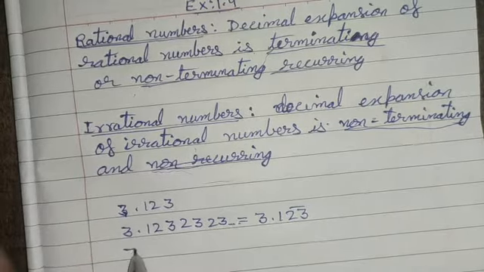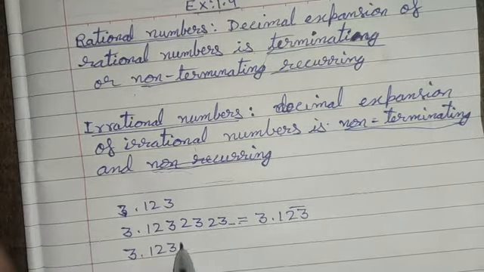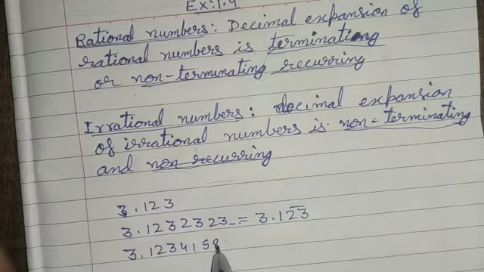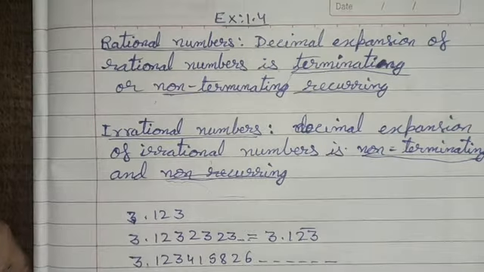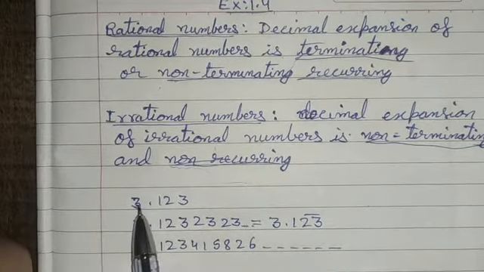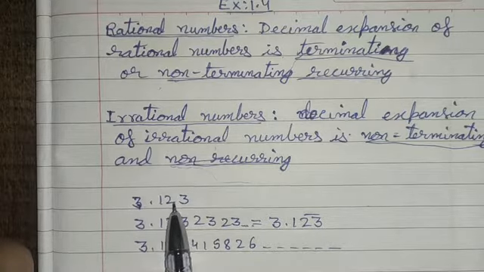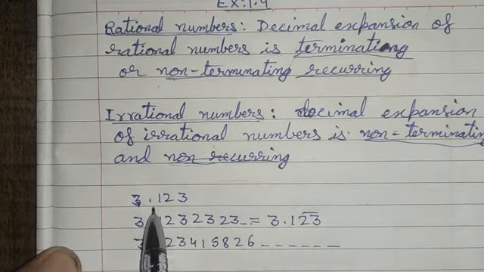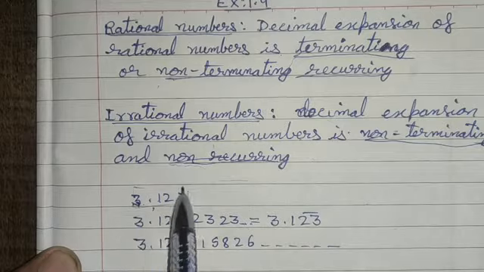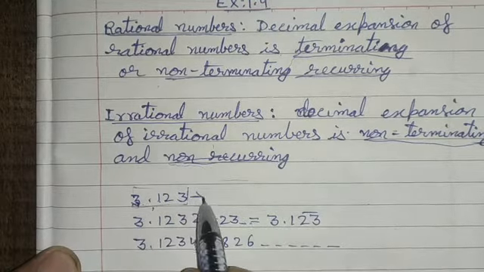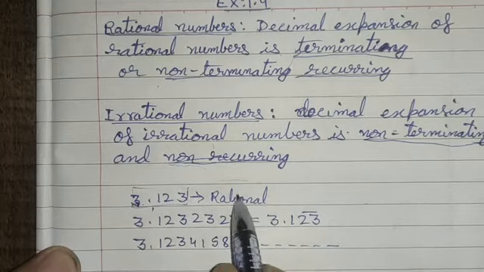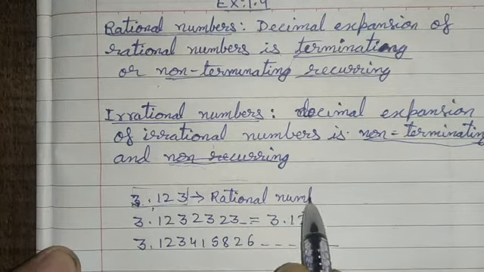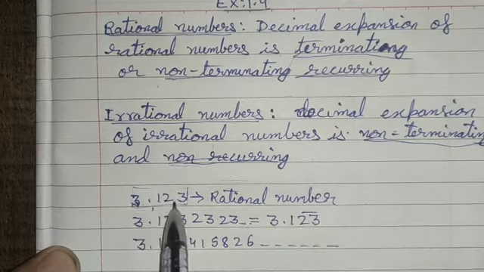Now another number is 3.123415826 and so on. Here I have written three types of numbers as decimal expansions. One is 3.125. What type of decimal expansion is it? It is a terminating decimal expansion. So terminating means it is a rational number, because it has a terminating decimal expansion.